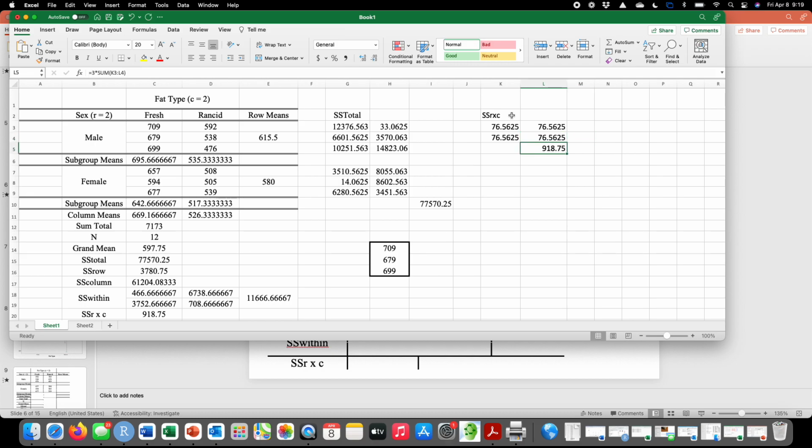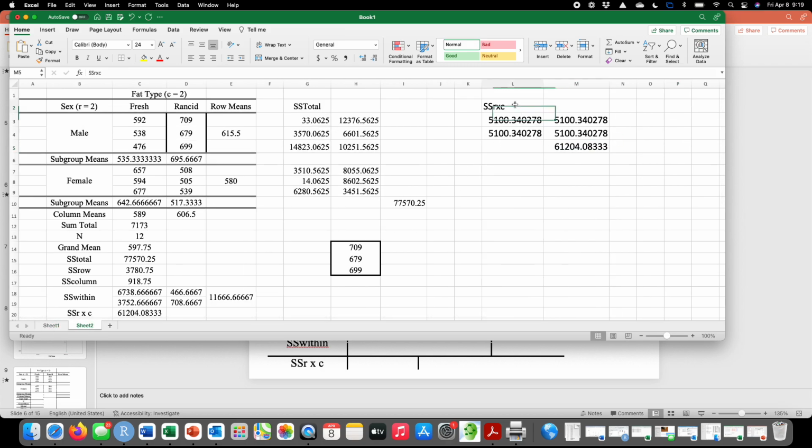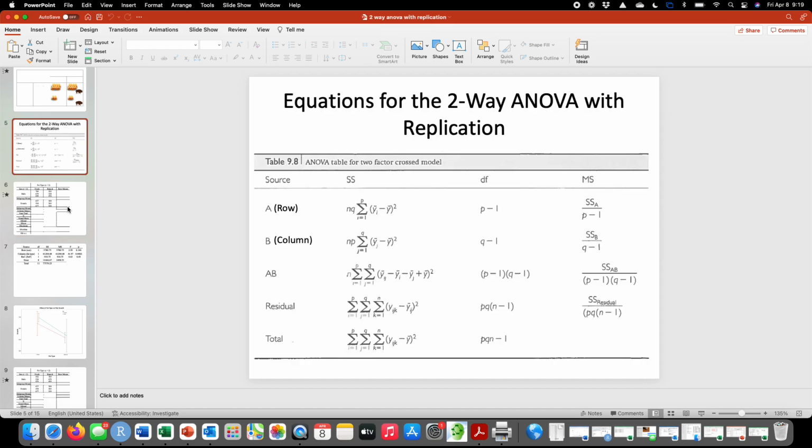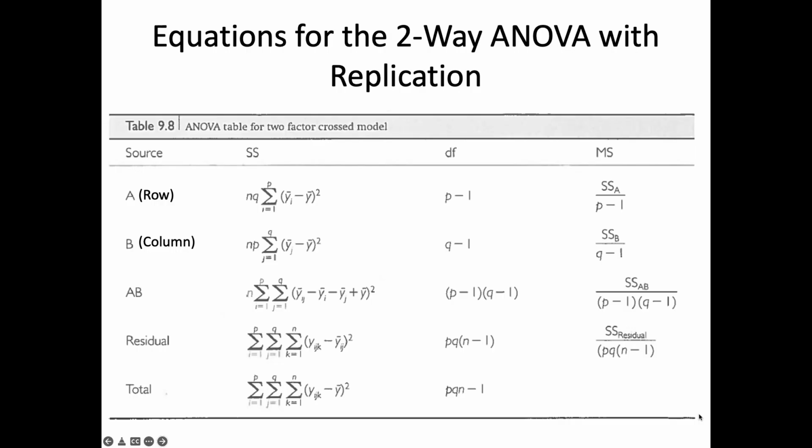In this case, this is what it was for when we have no interaction, and this is what it is for when we have an interaction. I did the same thing in both data sets. The reason that I'm going through this with you is because these are the equations for a two-way ANOVA with replication. After we finish going through everything with two-way ANOVAs with replication, we're going to go through them without replication. And as it turns out, when there's no replication, this is the formula for the residual term. So we're going to revisit this formula again.